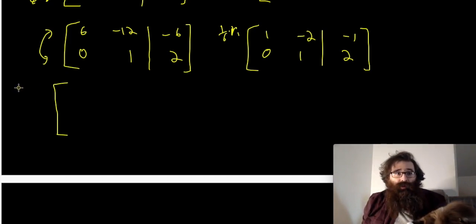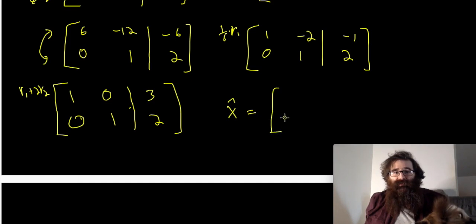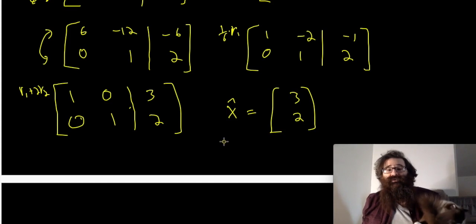I'm going to replace row 1 with row 1 plus 2 times row 2. So let me rewrite row 2 first. And then in row 1's position, 1 plus 2 times 0 keeps my 1. Negative 2 plus 2 times 1 gives me that 0 that I wanted. And then in the augmented entry, negative 1 plus 2 times 2, that's negative 1 plus 4, gives me 3. And this solves for that vector x hat now. So the vector x hat is the vector with entries 3, 2. And this is how we would solve using the normal equations.